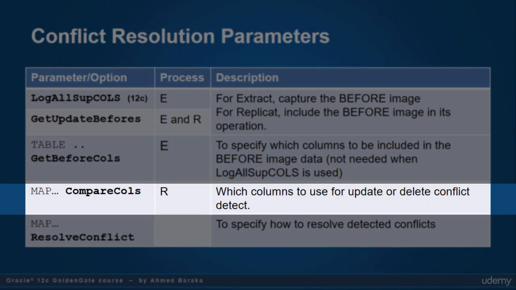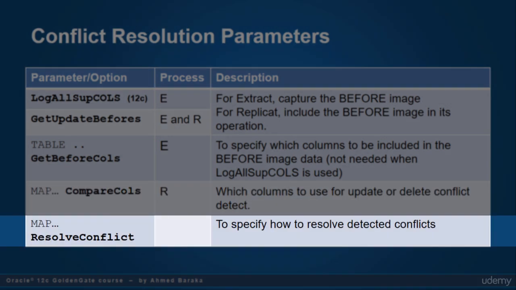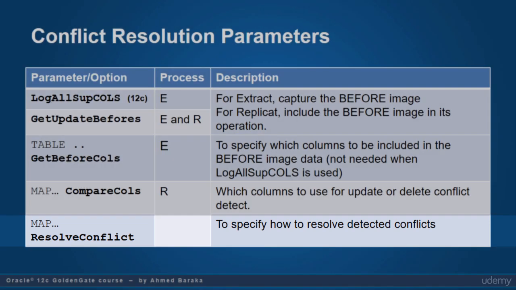COMPARECOLS is an option of the MAP parameter, which is used in the replicat process parameter file. Use this option to define which columns to be used for detecting update and delete conflicts. Finally, you use the RESOLVECONFLICT option in the replicat process parameter file to specify how to resolve the detected conflicts.